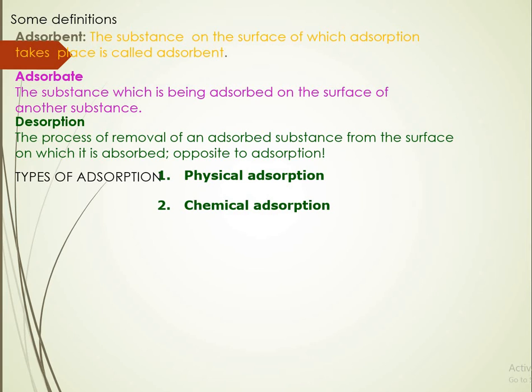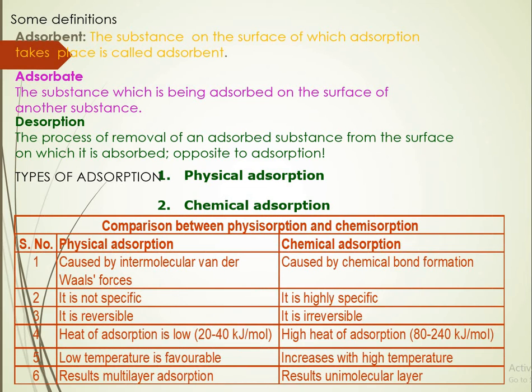Let us see, there are two types of adsorption depending upon the nature of forces which hold the molecules of adsorbate on adsorbent. First is physical adsorption called as physisorption. The second one is chemical adsorption or chemisorption. Physical adsorption and chemical adsorption. Let us differentiate between them.